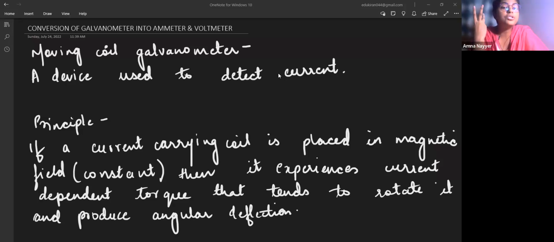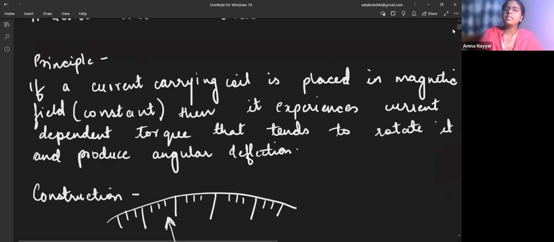Now, how strong is the current? How weak is the current? What is the magnitude of the current? For that, we have a device which is known as ammeter. For measuring voltage, you have voltmeter. But just for detection of current, whether there is current present in your system or not, that is what we call a galvanometer. So it's just a device used to detect current. Whatever be the magnitude of it, that is given by ammeter.